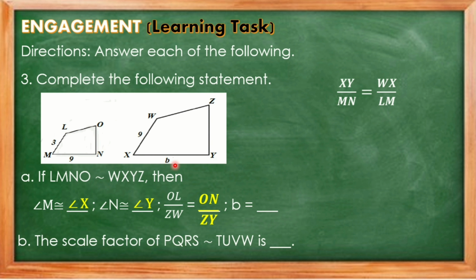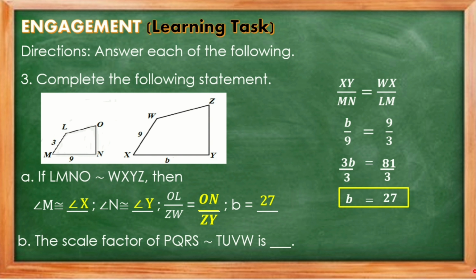So, si XY ay B, MN. Ang measurement na given niya dito is 9, is equals to yung WX is 9 and then over LM, which is yung 3. To find B, cross-multiply lang natin yan. So, B times 3 is equals to 3B, and then 9 times 9 is equals to 81. And then, divide both sides by 3. So, we have B is equals to 27.